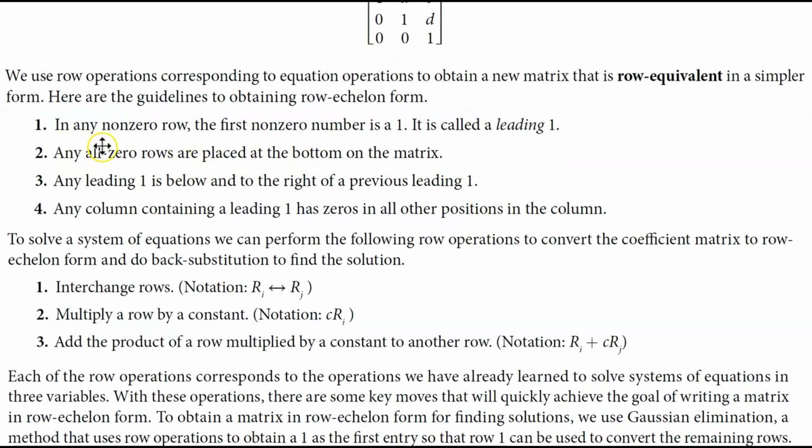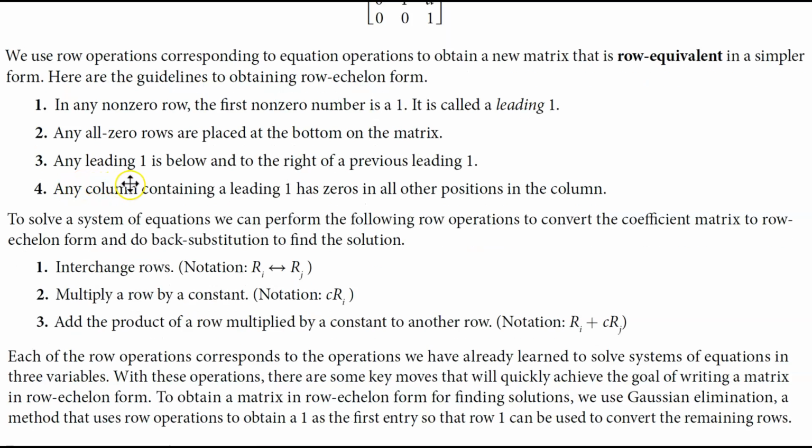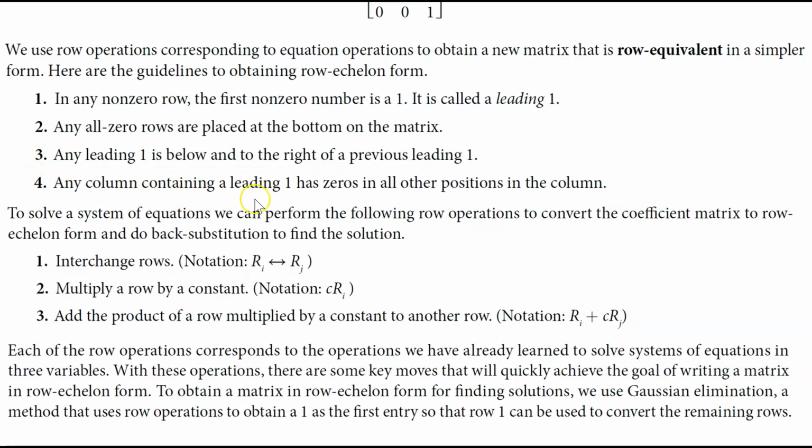Step number 1, in any non-zero row, the first non-zero number is a 1, meaning in the upper left-hand corner. It is called a leading 1. Number 2, any all zero rows are placed at the bottom of the matrix. Number 3, any leading 1 is below and to the right of a previous leading 1. And number 4, any column containing a leading 1 has zeros in all other positions in the column.